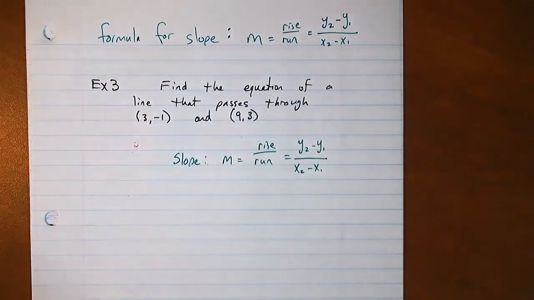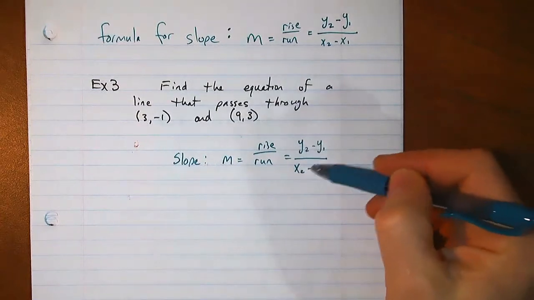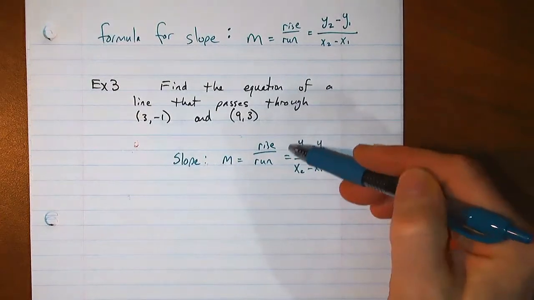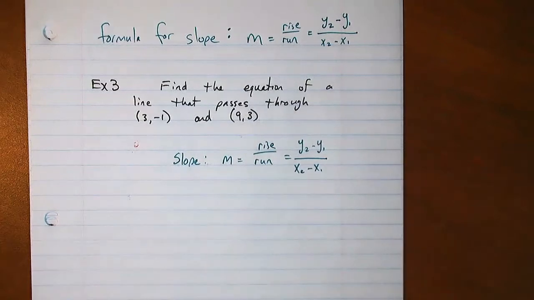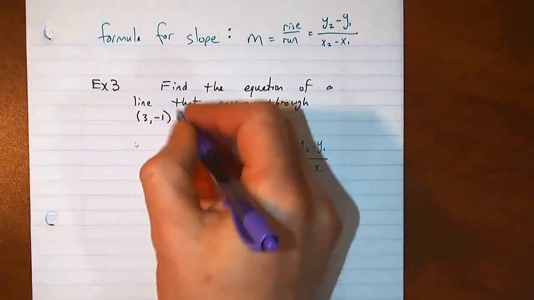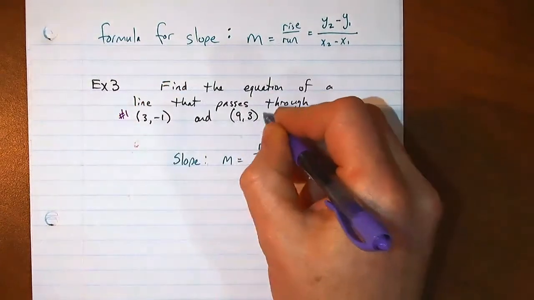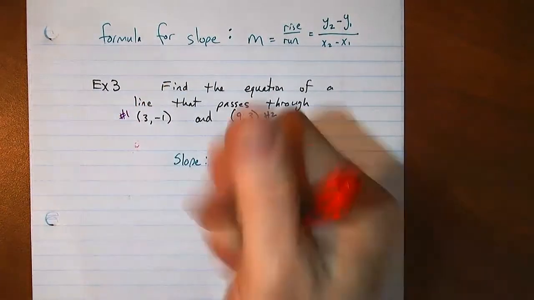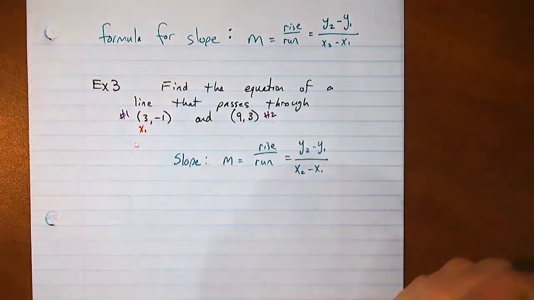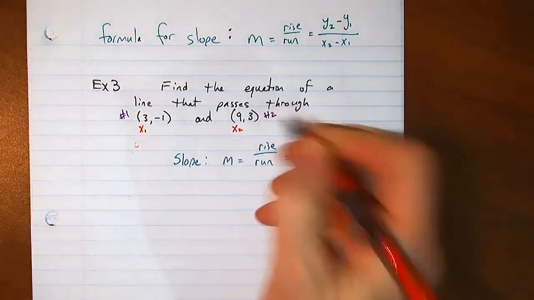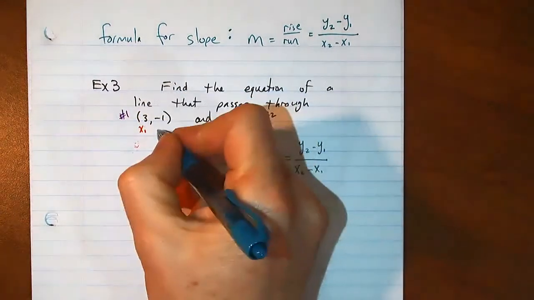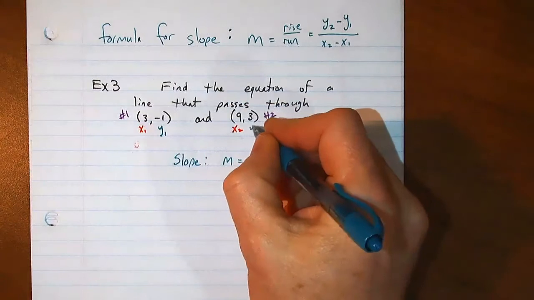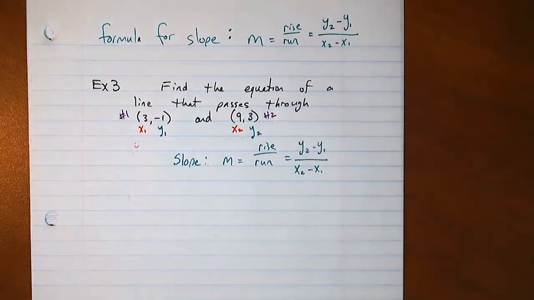Now, I will say as a side comment, the order that you put these things is important. If you don't have the order right, you're going to get a negative slope when it should be positive, or vice versa, okay? So what I always do is I always label this. So here's my point number 1. Here's my point number 2. That means this thing right here is x number 1, and this thing over here is x number 2. And that means that this thing is y number 1, and this thing is y number 2. And so once I get those labeled, now it makes it easier for me to substitute.